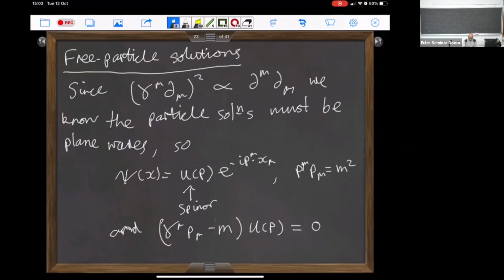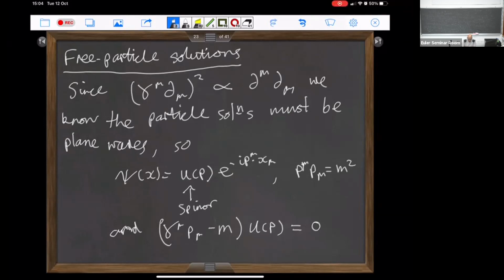Now, we got the Dirac equation by looking at what happens when you square the Dirac operator and require it to be the Klein-Gordon operator, which tells us that the free particle solutions to the equation will also be plane waves, just like the solutions of the Klein-Gordon equation or solutions of the Maxwell equations in Coulomb gauge.